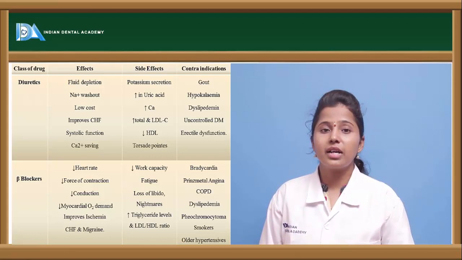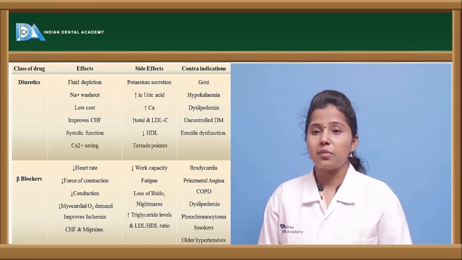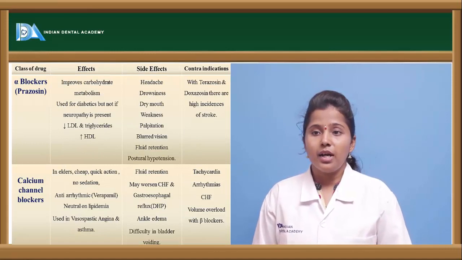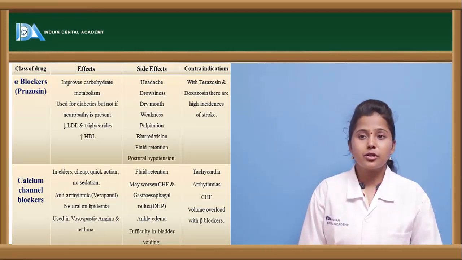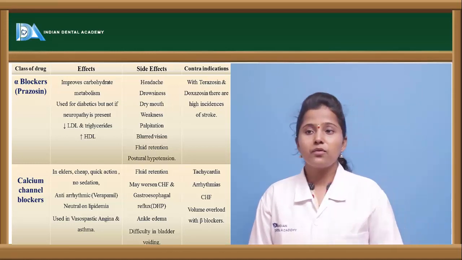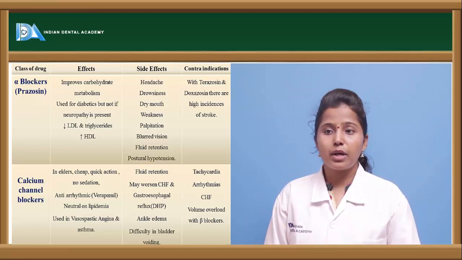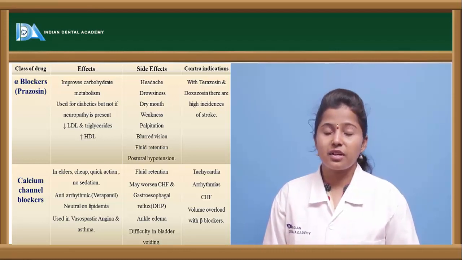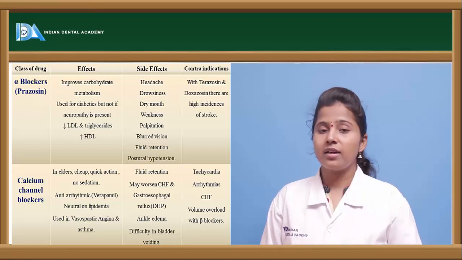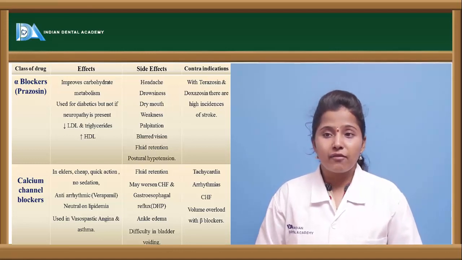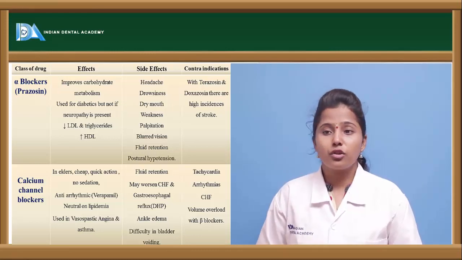Pheochromocytoma is a condition where inflammation of the adrenal gland takes place, and smokers and old hypertensives. The other class of drugs are alpha blocking drugs. Alpha blocking drugs improve carbohydrate metabolism, and are used for diabetics but not if neuropathy is present. If a person is suffering from diabetes and has neuropathy, then these alpha blocking agents should be strictly contraindicated or should not be used.